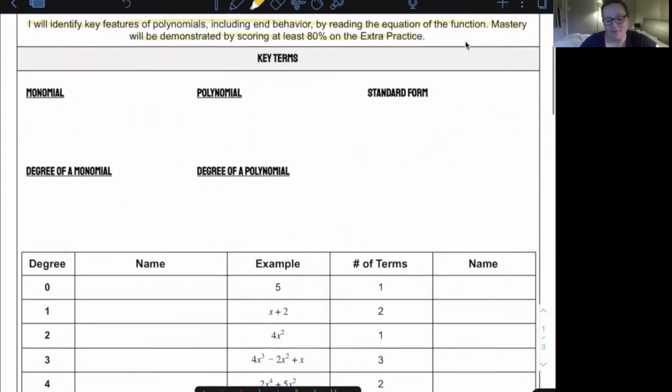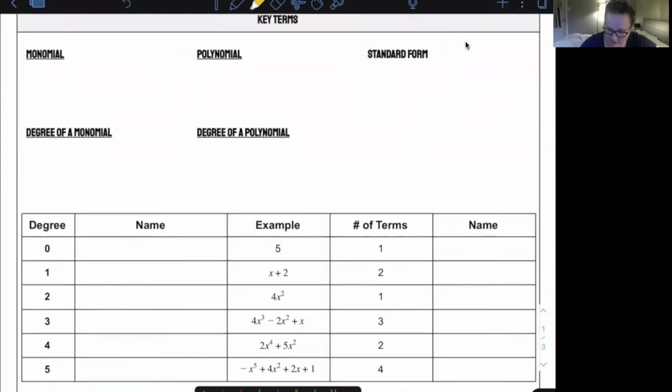So let's talk about some key terms before we move on. Our first key term is a monomial. What is a monomial? Well, the word nomial means terms. And we know that mono means one. So monomial means one term.